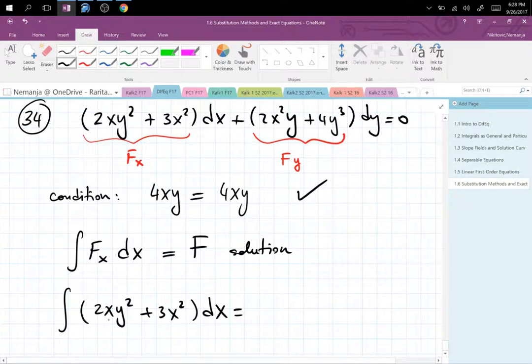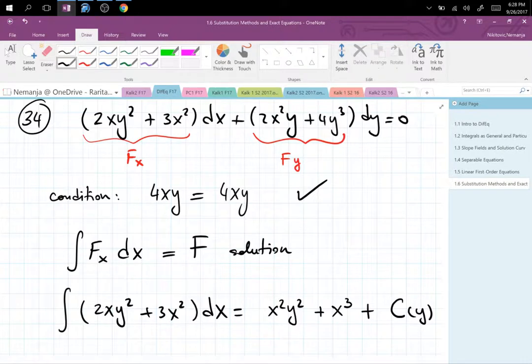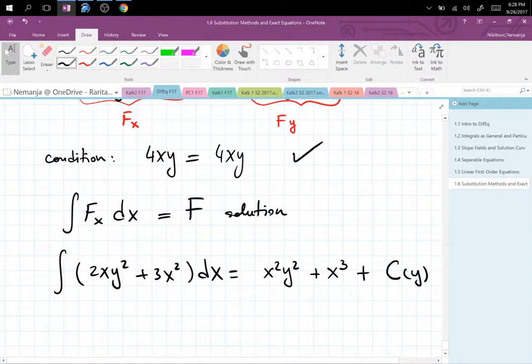When I integrate this, remember that x is the variable and y is the constant. So I'll have x squared over 2. The 2 and 2 cancel, so I get x squared y squared plus x cubed, plus some function of y, because I integrated with respect to x. Now, I will write here, solution f of x y is x squared y squared plus x cubed plus c of y.